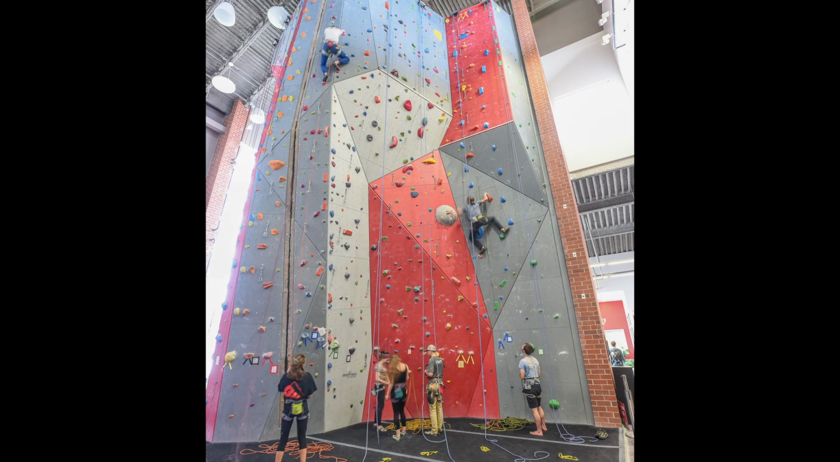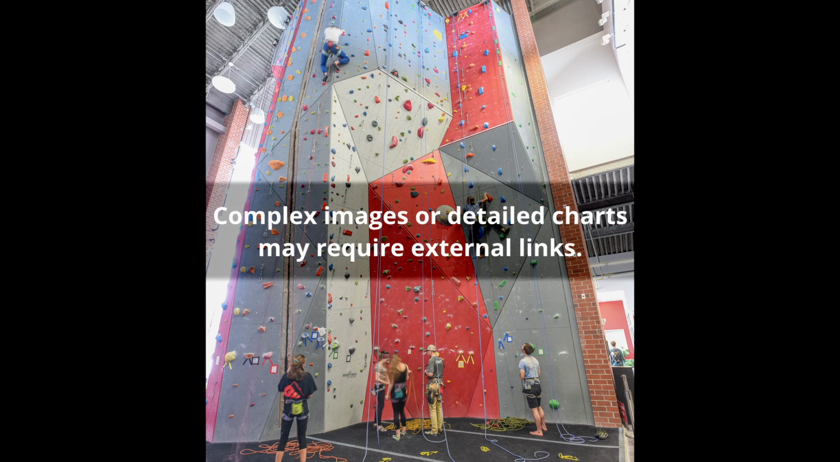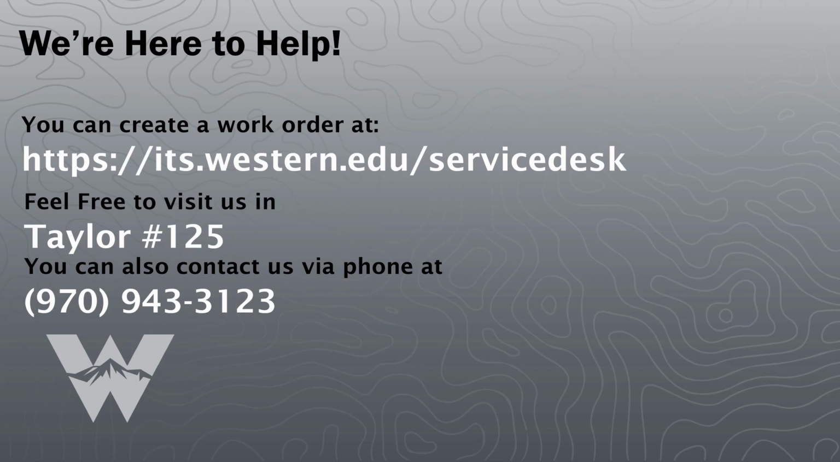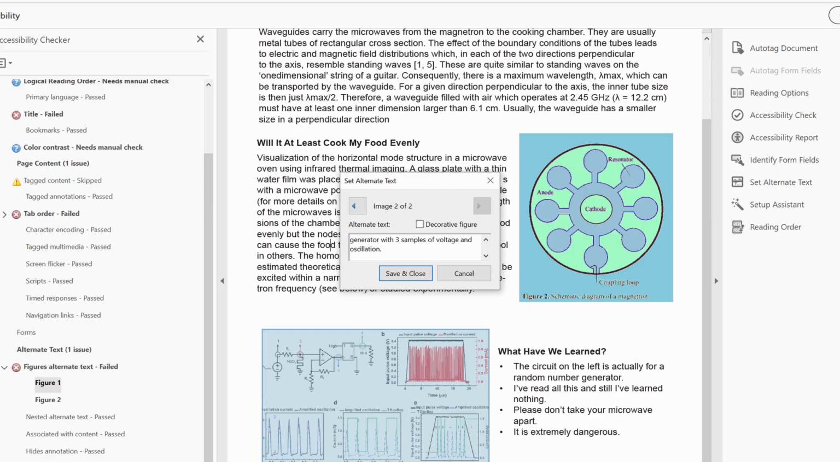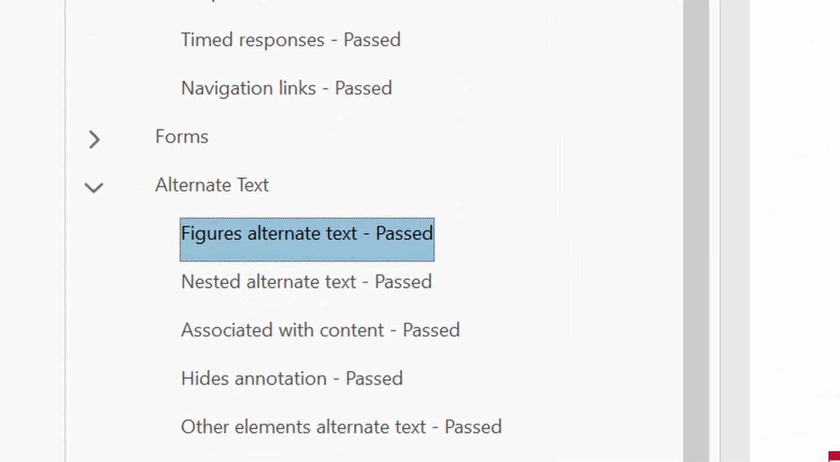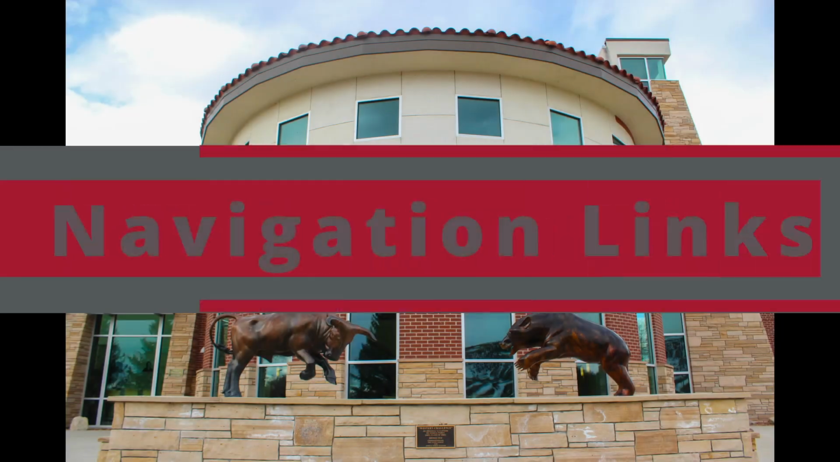When the image is too complex, you may need to provide an external link to text that describes the image or values in a particular chart. If your document contains charts or images of this nature, it's best to contact IT services for more guidance, as such issues are more advanced than the scope of this video. Once all the images have been taken care of, left-click on the Save and Close button here. You can now see that the status of Figures Alternate Text has been changed from failed to passed.